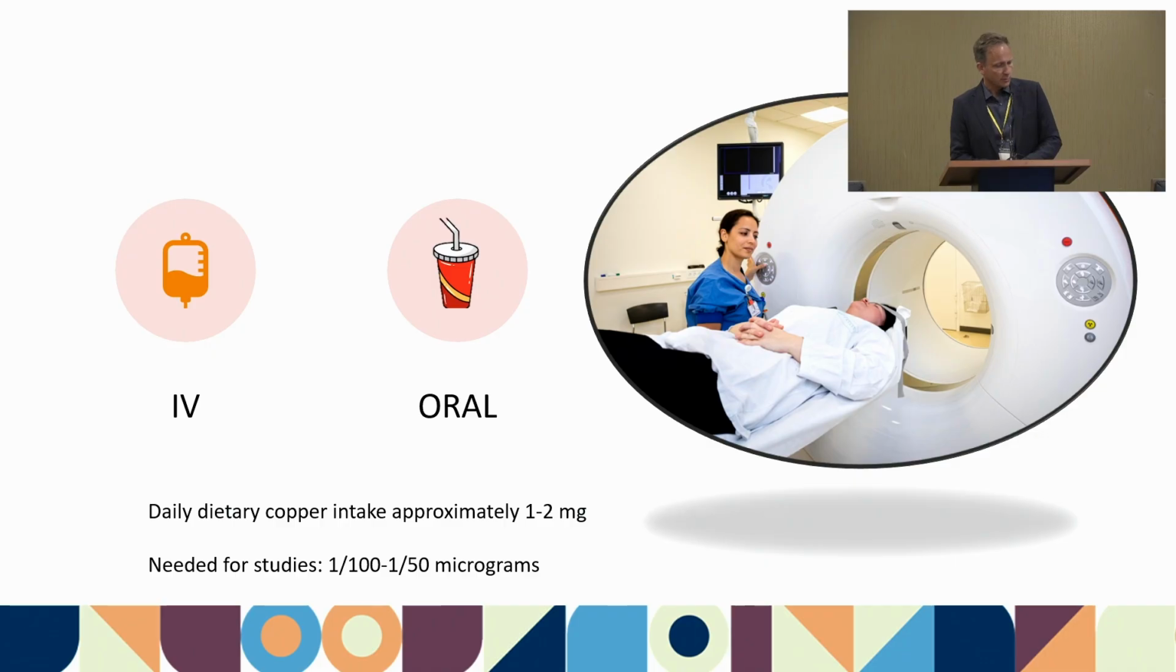Now it looks more like this, and pardon the small figures. We can give this either IV, directly into the vein of the patient or the animal, or we can give it orally. I've kept these cartoons here to make sure that I mention which type of study we did. This is one of our assistants helping the patient into the scanner. We usually eat about 1 to 2 milligrams of copper, and what we need for studies is about 1/100th of a microgram. So it's very small amounts.